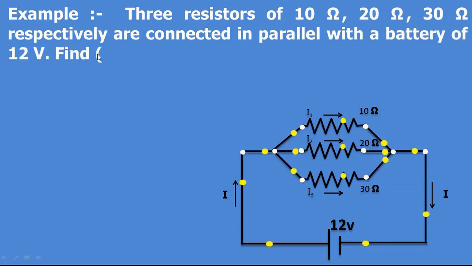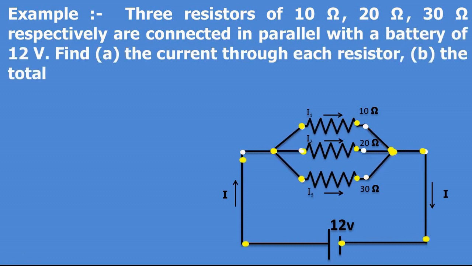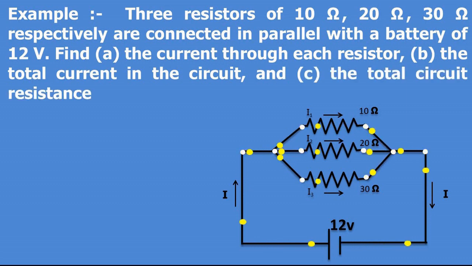Let us go through an example. Again, we can understand more easily how the current and voltages are distributed among the branches of the combination. Here in this example, three resistors of 10 ohms, 20 ohms and 30 ohms respectively are connected in parallel with a battery of 12 volts. Find A, the current through each resistor, B, the total current in the circuit, and C, the total circuit resistance.